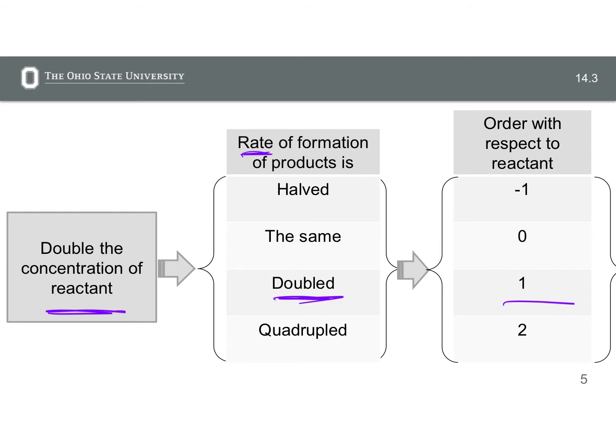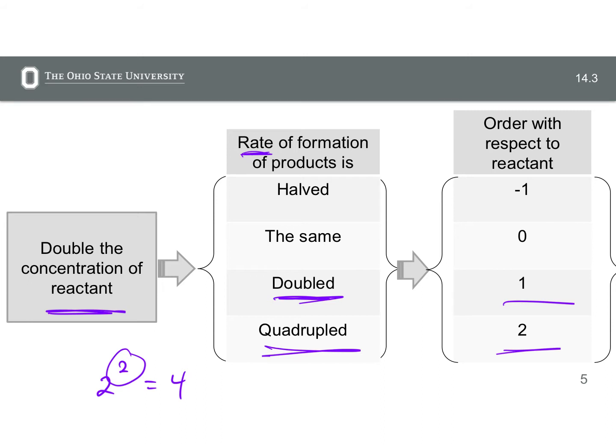Okay? There's a log involved here, and when I show you the equation, I think this will start to make more sense. If we double the concentration of reactant and the rate is quadrupled, the order is 2. So if we double the concentration, the rate is quadrupled, the order has to be 2. Does that make sense?